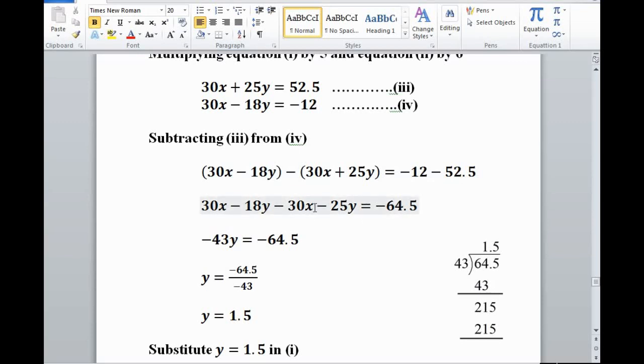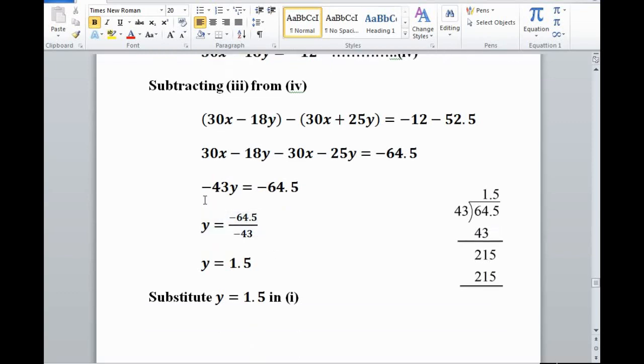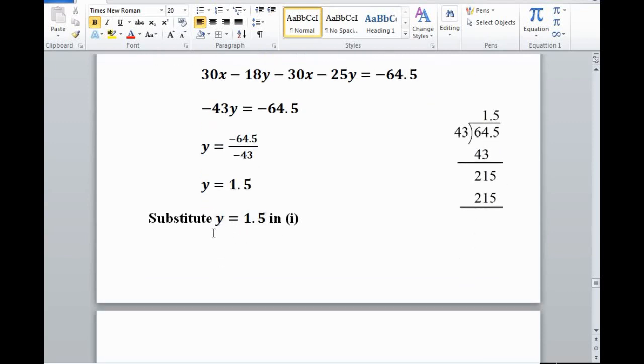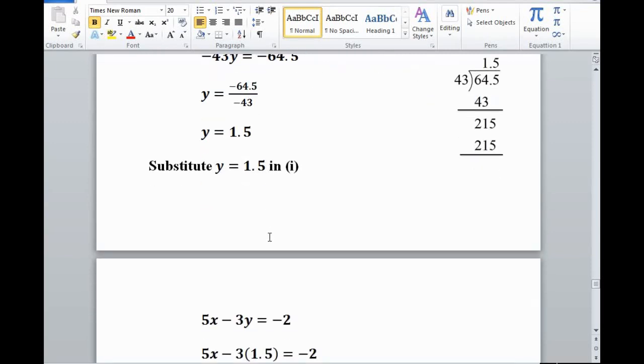Now positive 30x and negative 30x will cancel out. So negative 18y minus 25y equals negative 43y, and right side negative 64.5. Let's take this negative 43 from left to the right side. So this equation becomes y equals negative 64.5 upon negative 43. Again, minus multiplied by minus is plus, and if we divide 64.5 by 43, we get 1.5. So y is equal to 1.5. Now to find x, I'm going to substitute y equals 1.5 in equation 1. You can also substitute y equals 1.5 in equation 2.